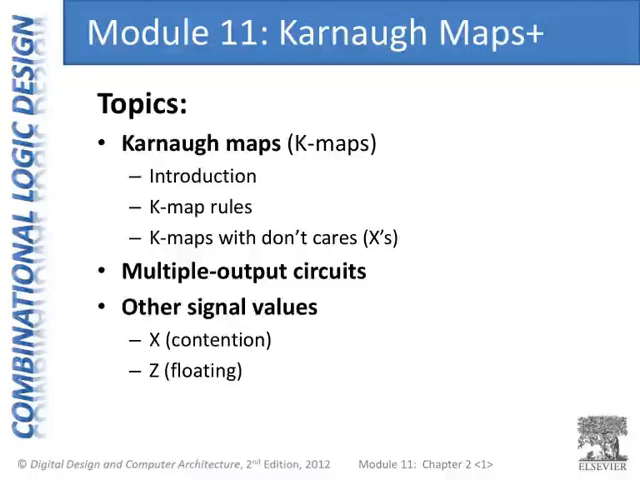Up until this point, we've used Boolean algebra to minimize equations. In these next 4 modules, I'm going to talk about how to use 2 other methods to minimize equations. These 2 methods, Carnot maps, or K-maps for short, and the Quine-McCluskey method, are based on the Boolean theorems that we've been using to minimize equations by hand.